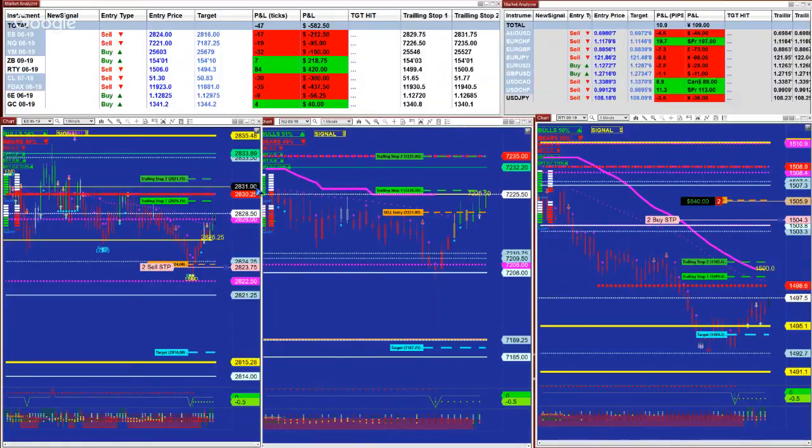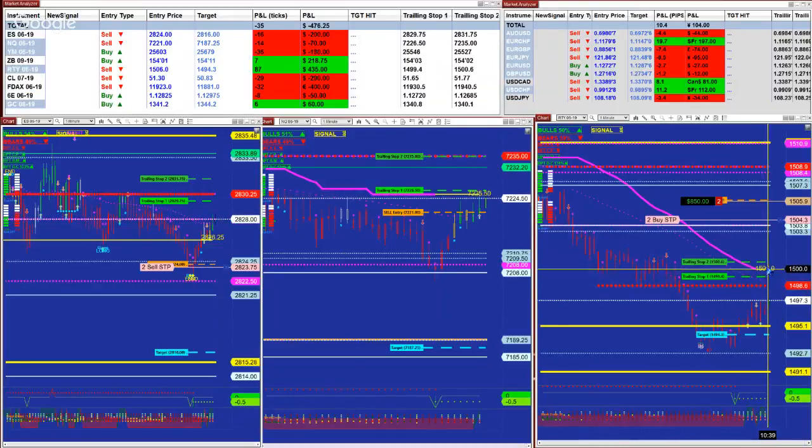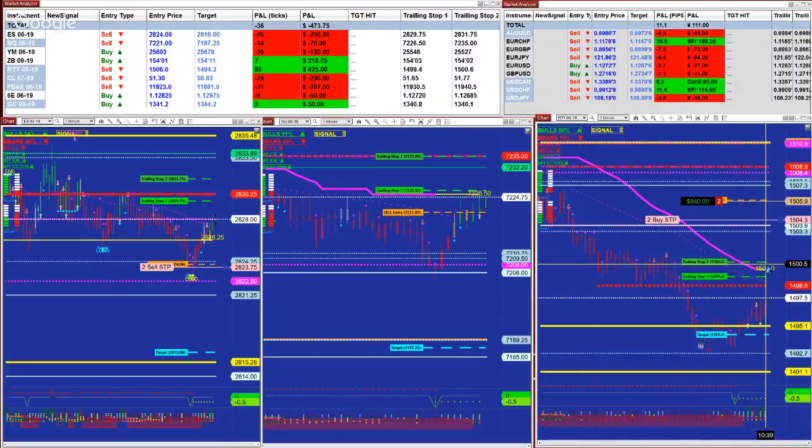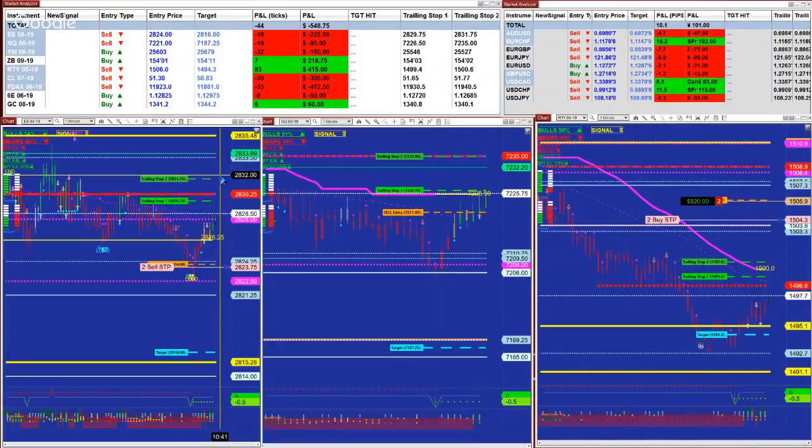There is one thing, guys. Now we have a short re-entry on Russell at 1498.4. This is a short re-entry right there with a small stop loss on top of it. There is one thing we need to learn, how to manage the trade, and it is very important how to manage the trade.